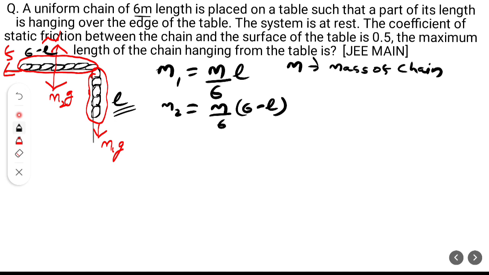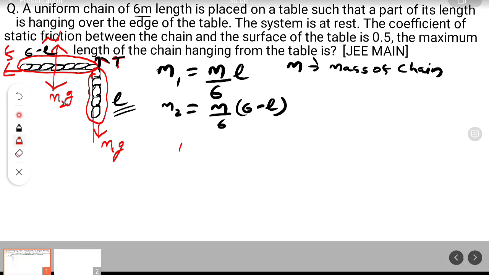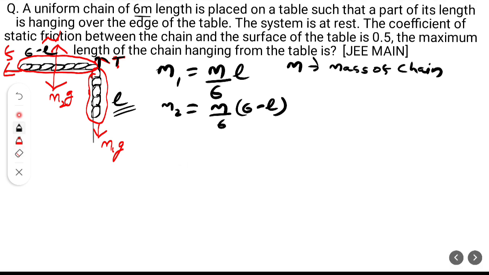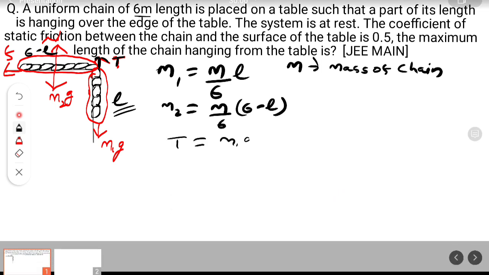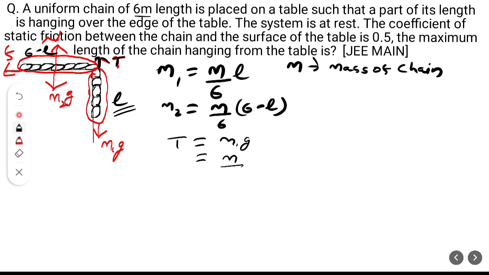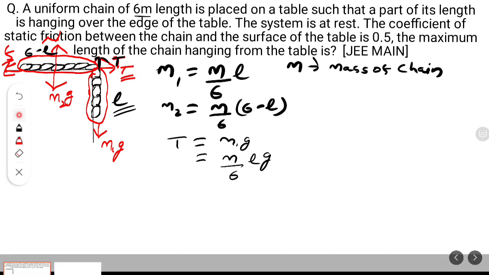Now m1g here is balanced by tension. So you can write T is equal to m1g, that is equal to M by 6 L g. For the portion on the table, tension will be acting in this direction. This tension T is pulling the chain downward, to the right side, and the friction is opposing it.